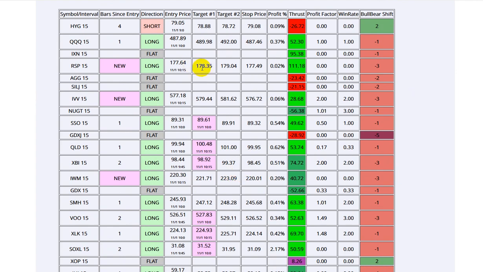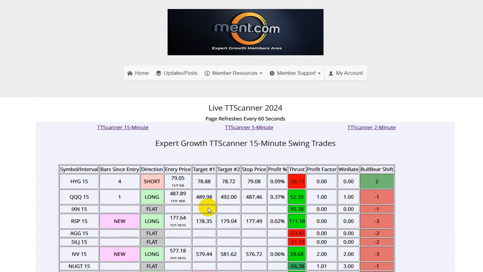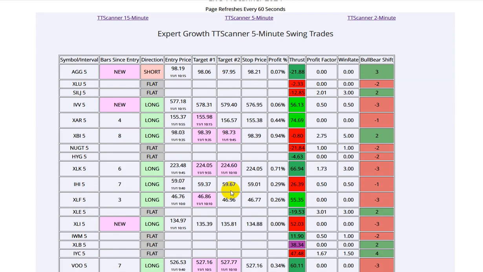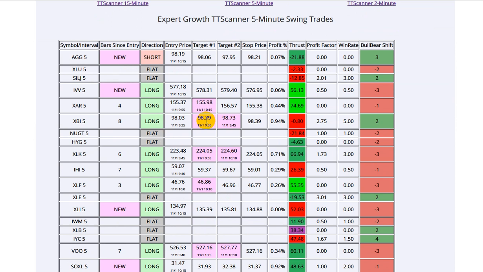You can see so far this morning, getting a bit of a relief rally. We've got some moderate upward trending. QLD is up 0.62%. XBI is up 0.51. SOXL is up 2.17. Really great setups here when you take a look at it. That's on a 15-minute. On the 5-minute, newer triggers, XBI is up 0.94, and SOXL 0.92. Again, 5-minute triggers only last maybe 20, 30, 50 minutes, maybe a little longer.